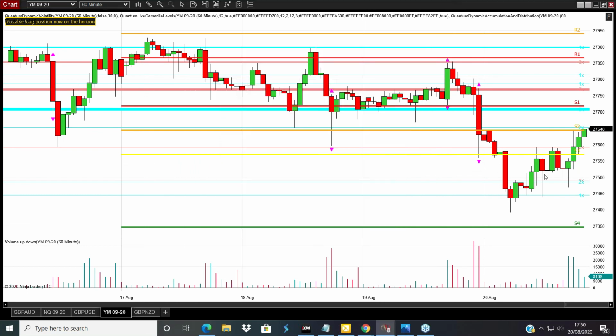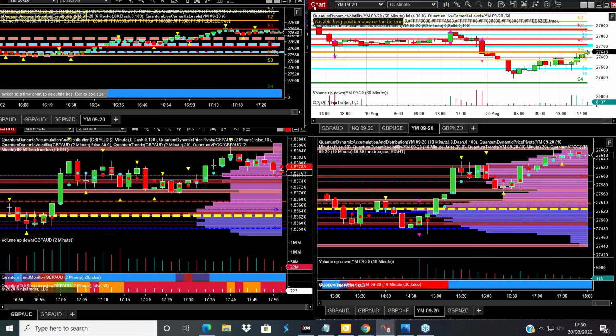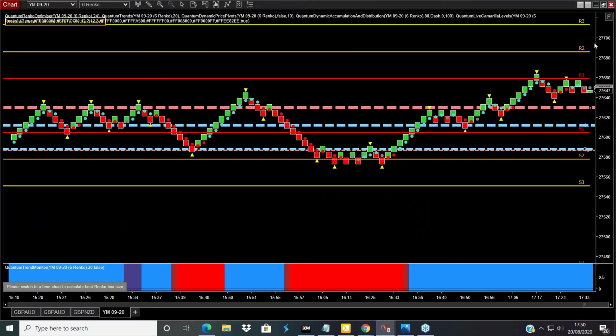Yep, here we are. And where are we? I've got the S1 here, 2770. Let's have a look, which I think is okay over here. Yeah, 2770 is here. It's actually between the R2 and R3. So I don't really have anything significant before the R2. So that's what I will be looking at for the YM.